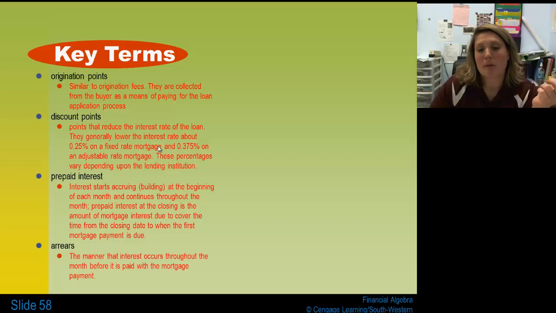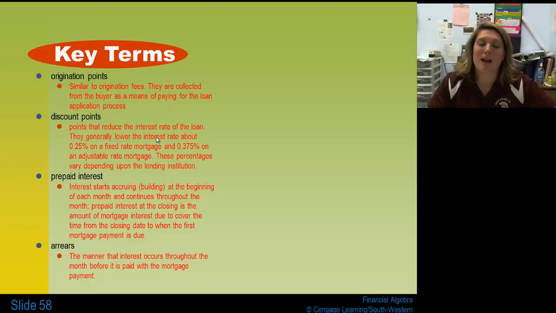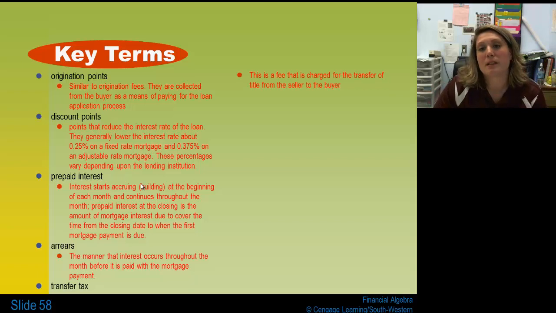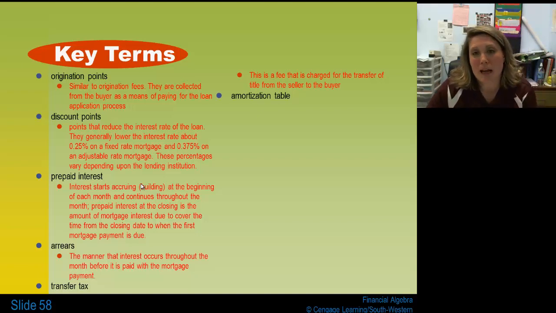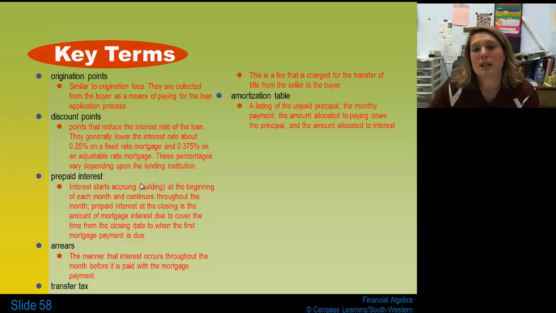Arrears, this means the manner the interest occurs throughout the month before it is paid with the mortgage payment. So arrears means behind. You're behind in your payments. Transfer tax. This is a fee that is charged for the transfer of title from the seller to the buyer. So as you purchase it, when they transfer the title over, you have to pay a tax on that. The amortization table. This is a listing of the unpaid principal, the monthly payment, the amount allocated to paying down the principal, and the amount allocated to interest.